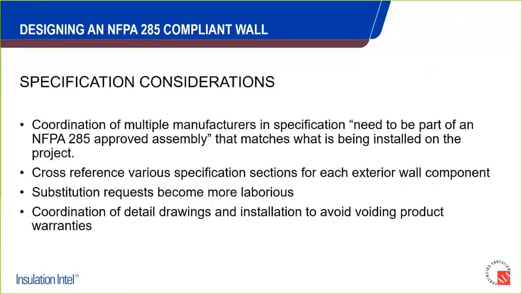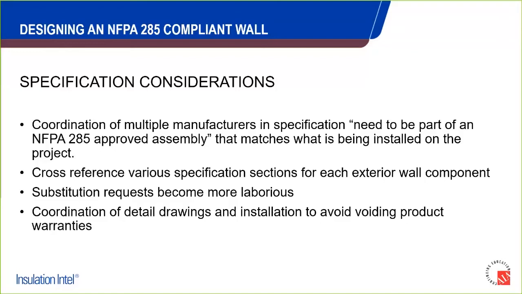So that would be the last selection from that ESR, or evaluation service report. Those things can be buried in other reports. So if you need copies of those, just reach out to a manufacturer and they'll be happy to send them to you. The considerations with specifications are multiple, but the safest catch-all method to require the use of an NFPA 285 approved assembly for that type of building is to basically state that in the specification. It needs to be part of it.